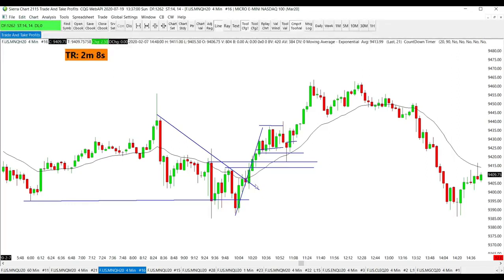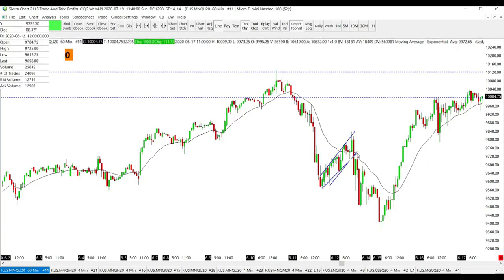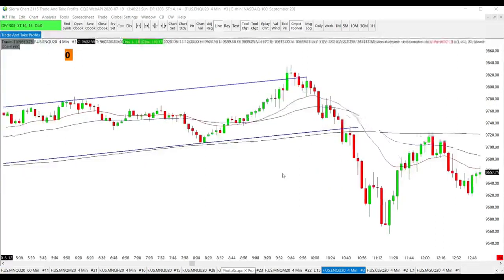So let's go to the last way you can hold your winners longer. The next way you can hold longer: go to the 60-minute chart, and if you see some type of trend line break or channel break on a 60-minute chart, and you're trading around that hour, I will look for a longer move. So let me show you guys real quick.